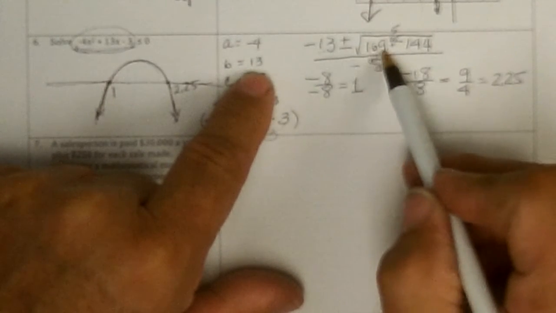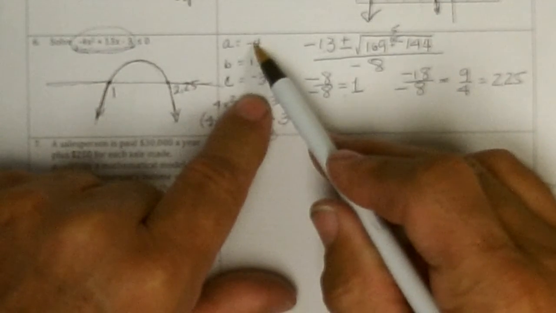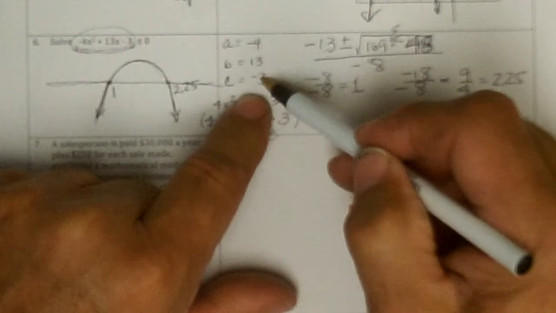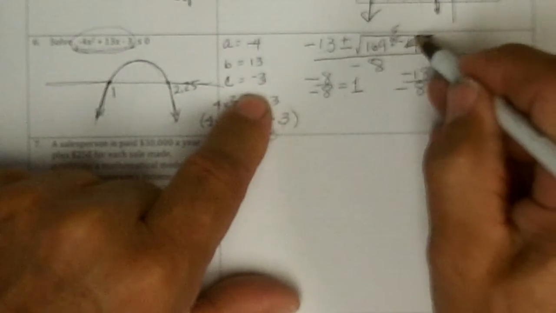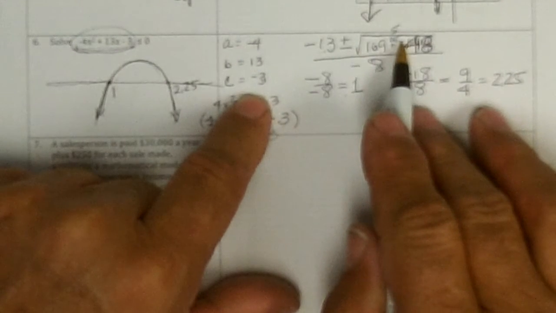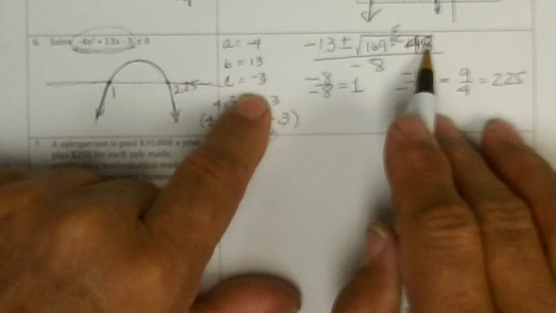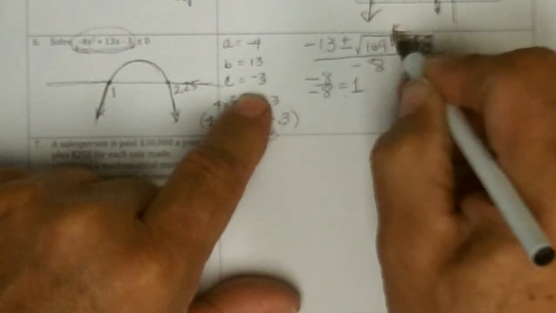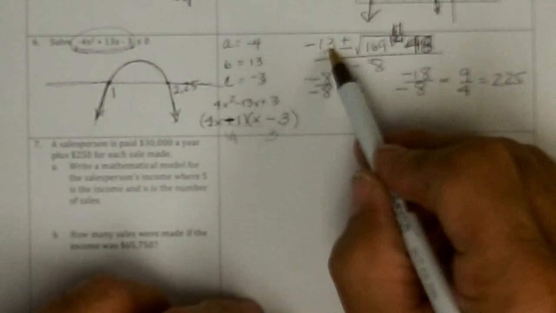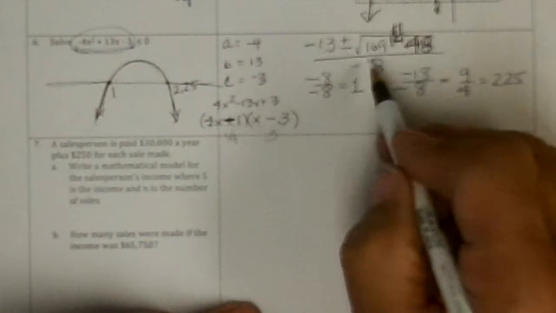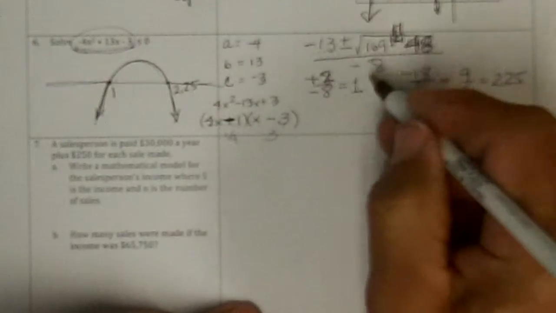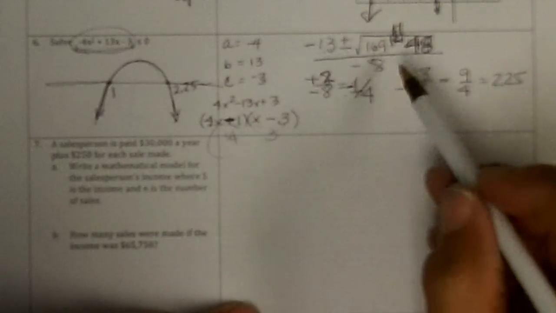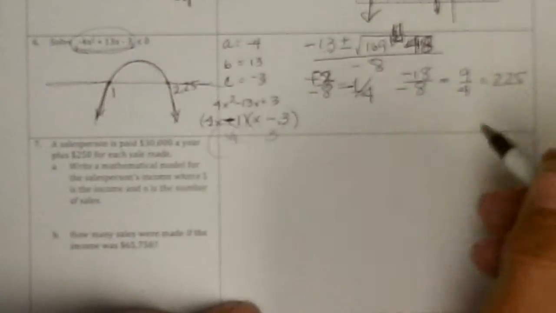-13 plus or minus the square root of 13 squared, which is 169. 3 times 4 is 12, times 4, oh, it's 48. There's my mistake. -4 times -3 is positive 12, times 4 is 48. 169 minus 48 is 121, and the square root of that is 11. So I should be doing negative 13 plus 11, which is negative 2 over negative 8. So this is plus 1/4.